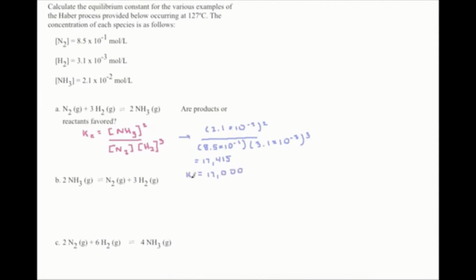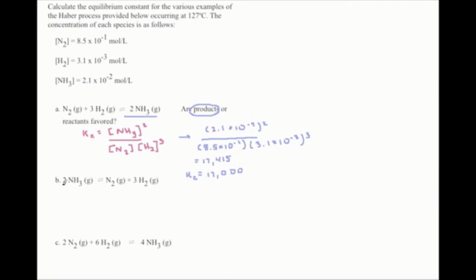Now, since this is much larger than 1, that tells me the concentration of products is much greater than for the reactants, which means my products are what are being favored in this equilibrium reaction. Now let's see how I can manipulate this Haber process reaction, and what I need to do in order to calculate my equilibrium constant as a result.